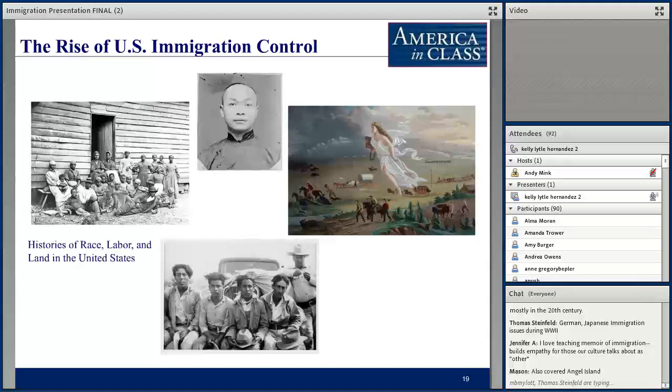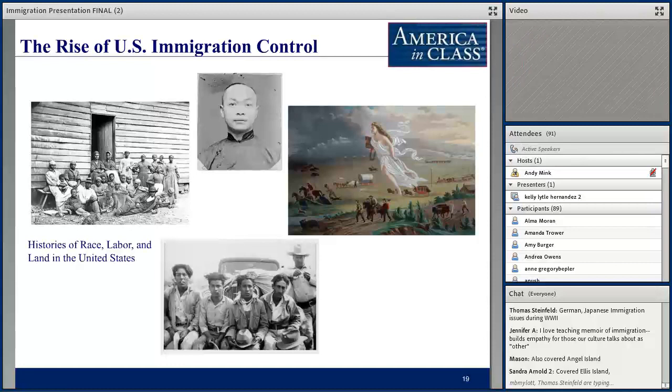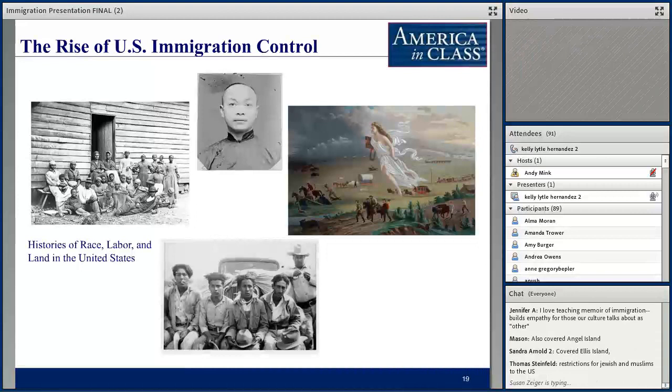Okay, so what I really want to emphasize tonight is that although we have historically taught US immigration history through the perspective of Ellis Island, if we shift our focus to the American South in the 19th century, and the American West in the 19th and through the 20th century, we get a very different perspective on what the practices of immigration and immigration control have been at US borders.